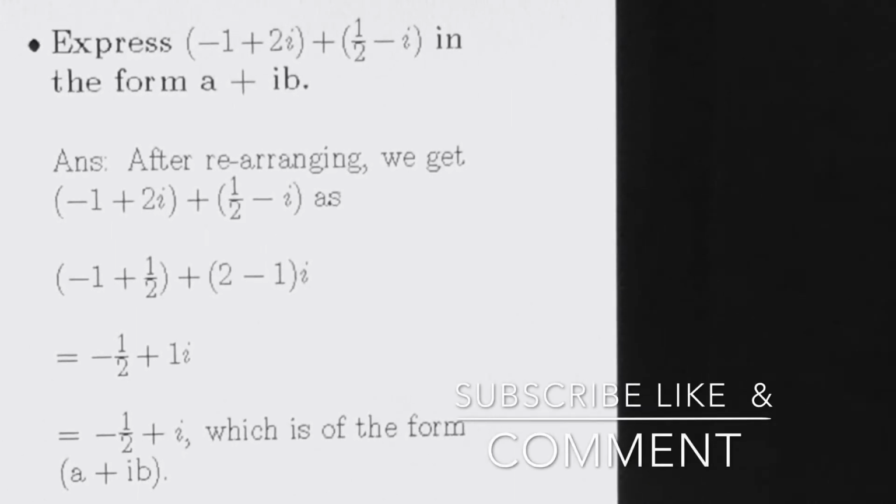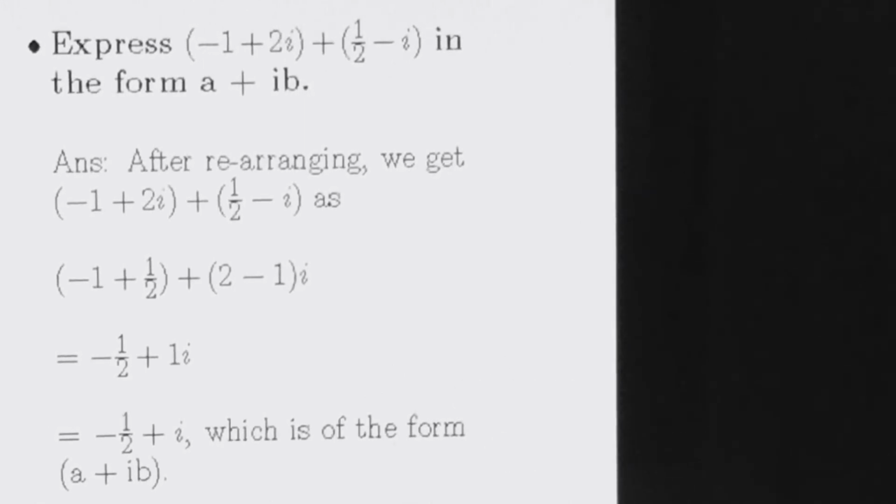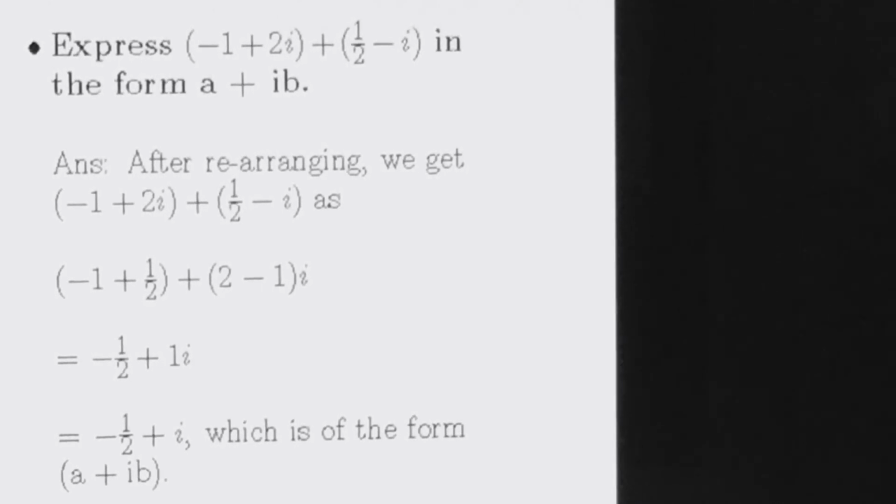Express (−1 + 2i) + (1/2 − i) in the form a + ib. After rearranging, we get (−1 + 1/2) + (2 − 1) i, which is equal to −1/2 + 1i, which is equal to −1/2 + i, and this is the form a + ib.